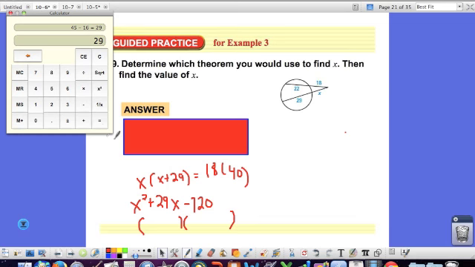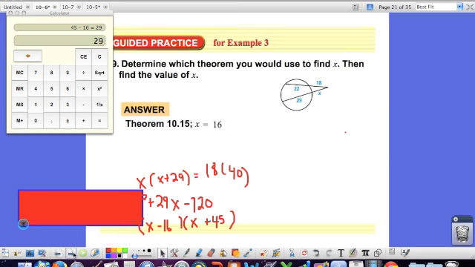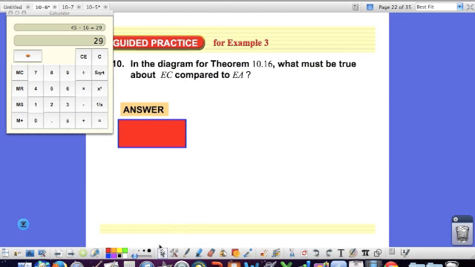So you could use the quadratic formula. So I did x minus 16, x plus 45. And so my x values would be 16 and -45. Since I cannot have -45, the answer has to be 16.